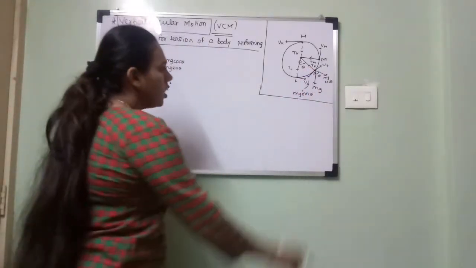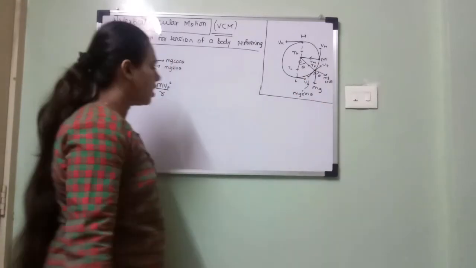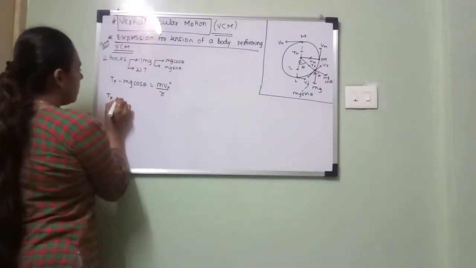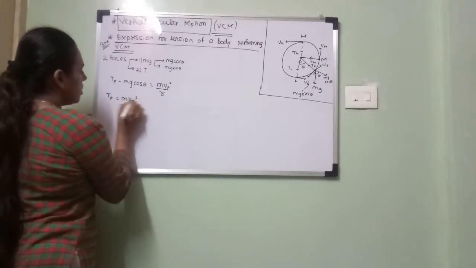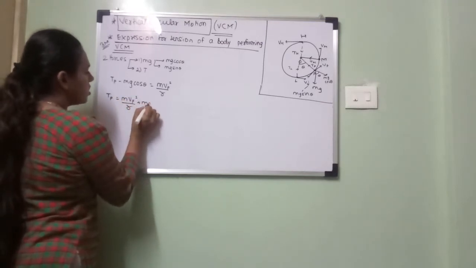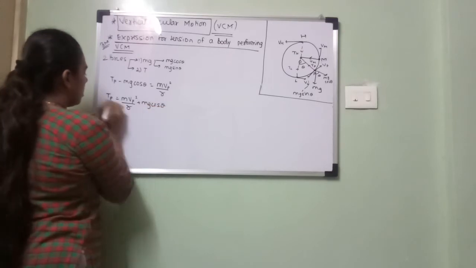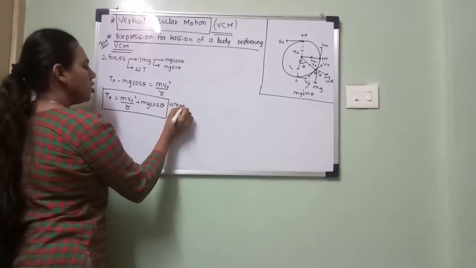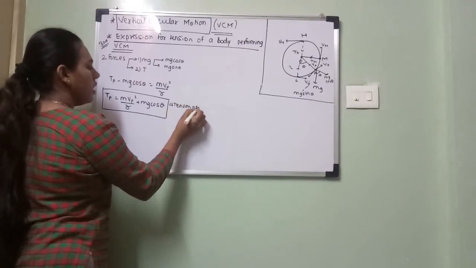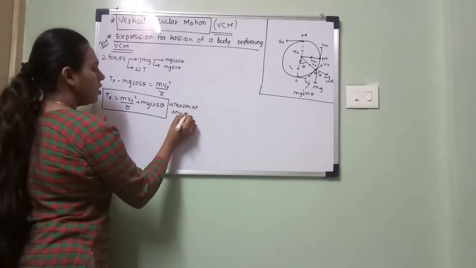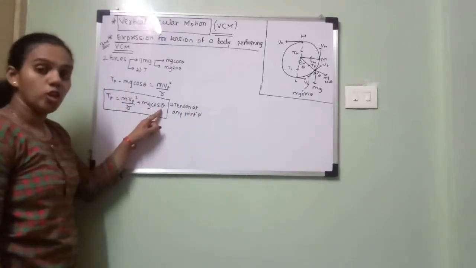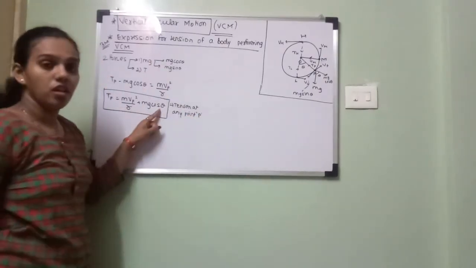Simple, right? Now this and this are in opposite direction, therefore Tp minus mg cos theta. Take this term over here. So Tp is equal to mvp square upon r plus mg cos theta. So this is the tension at any point P.